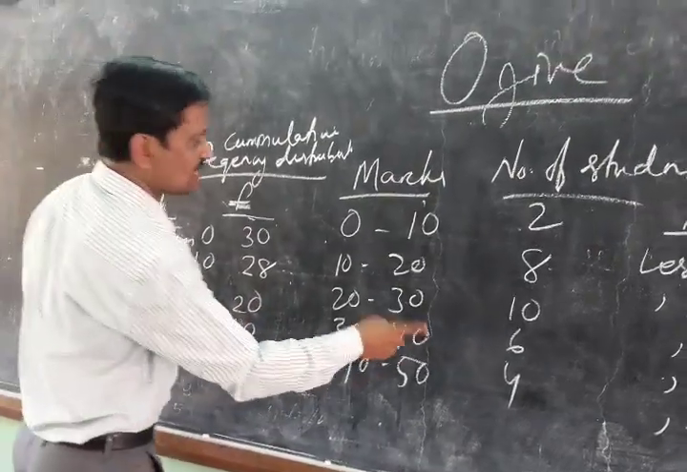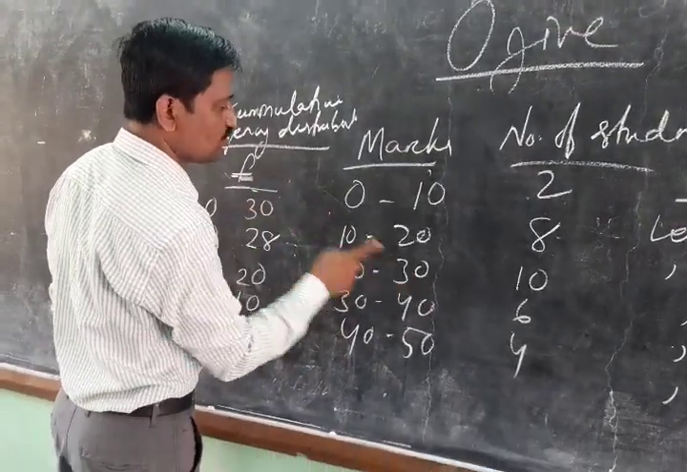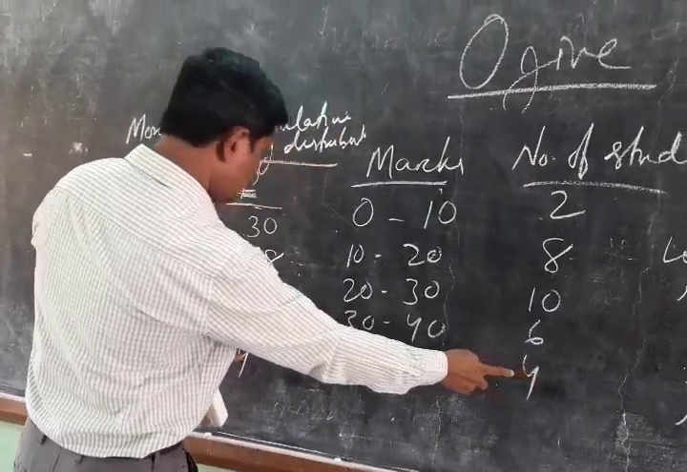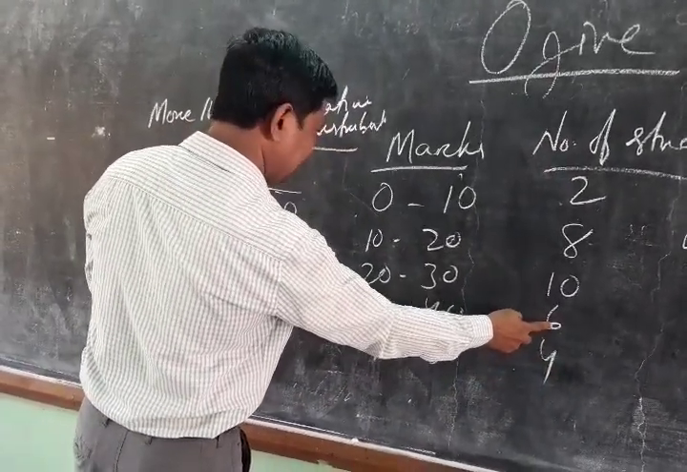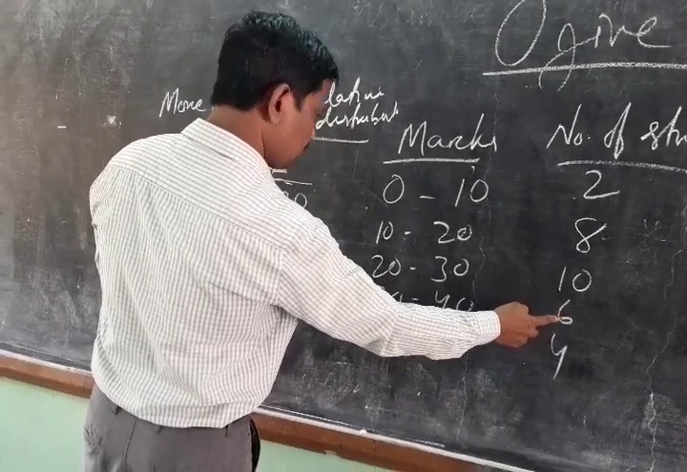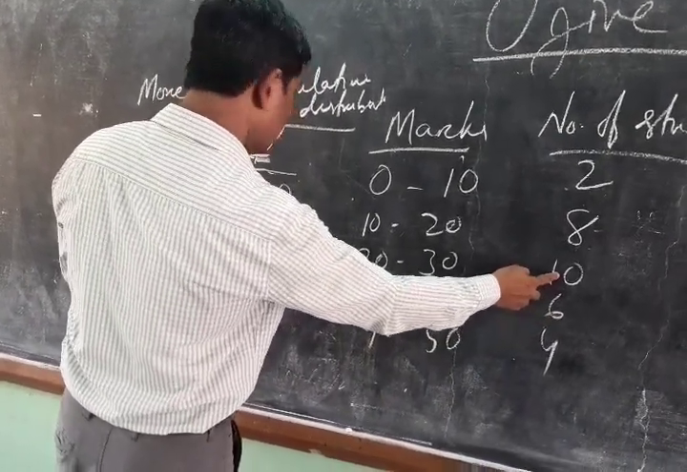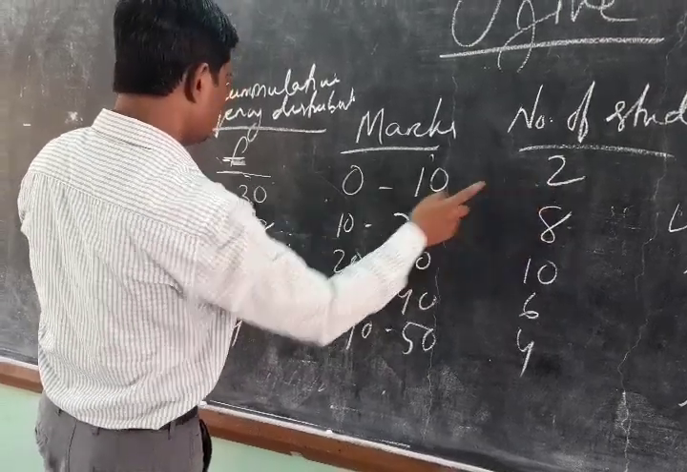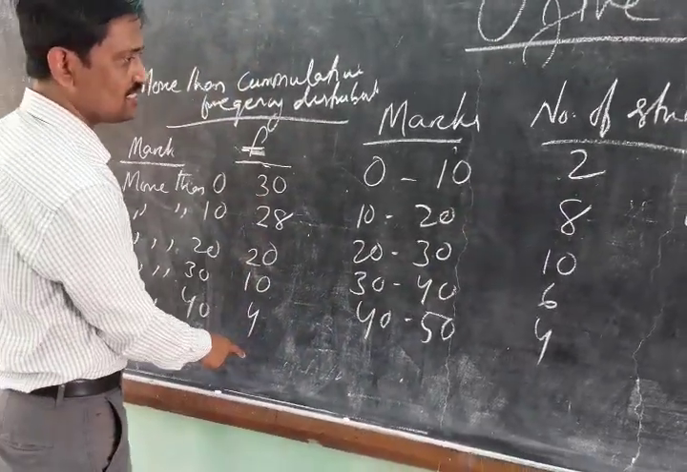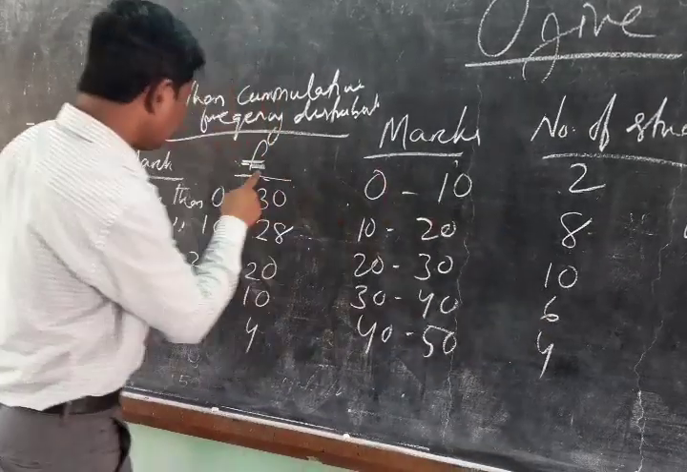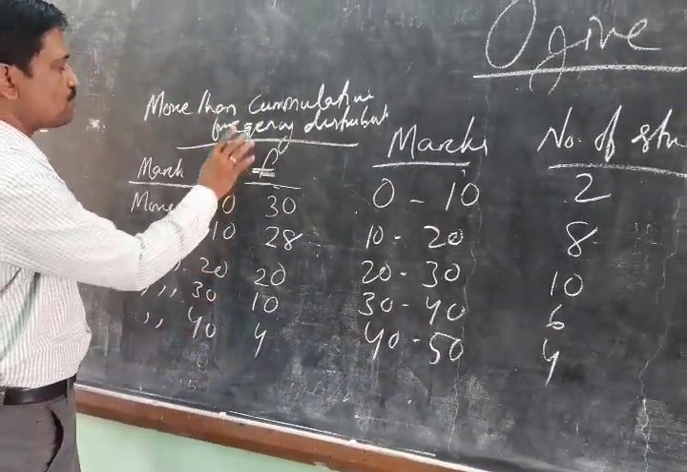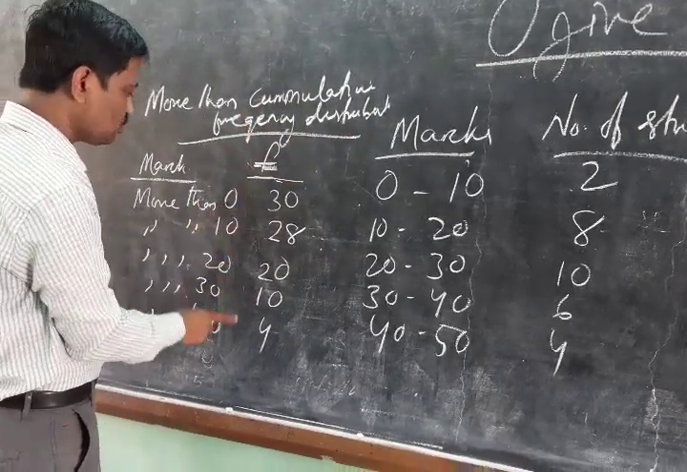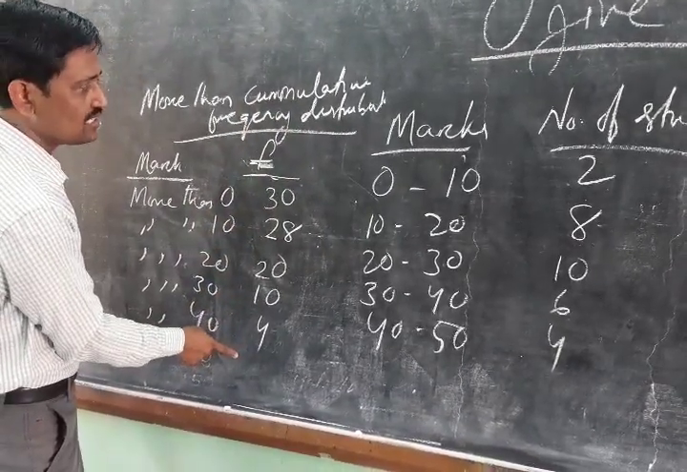You can also get this cumulative frequency by adding from the bottom: 4 plus 6 is 10, 10 plus 10 is 20, 20 plus 8 is 28, 28 plus 2 is 30. In this way you can add to get the frequency. So after finding out the more than cumulative frequency distribution, students should know how to calculate this more than frequency.